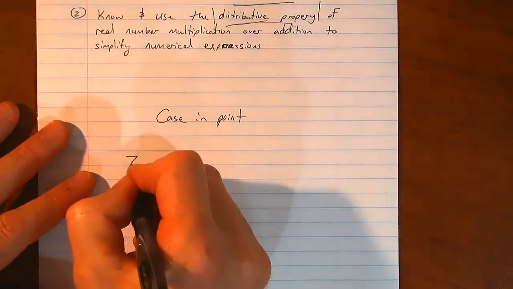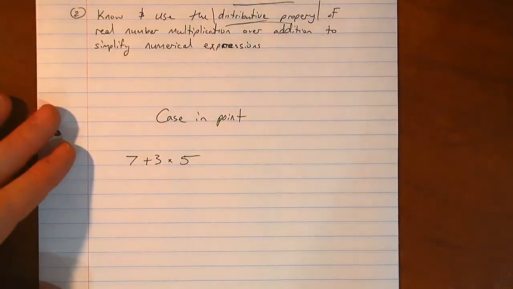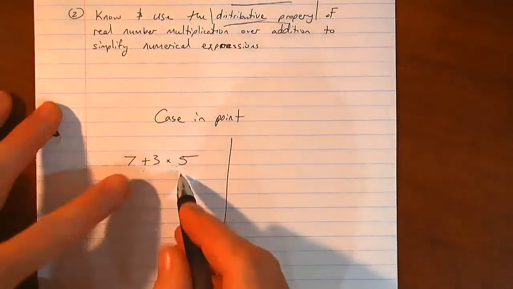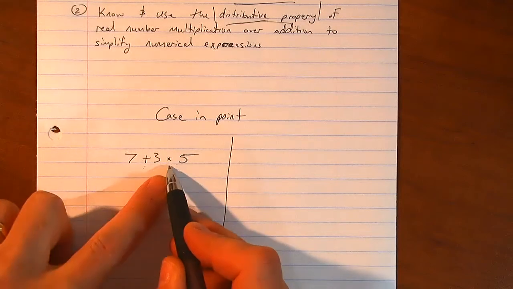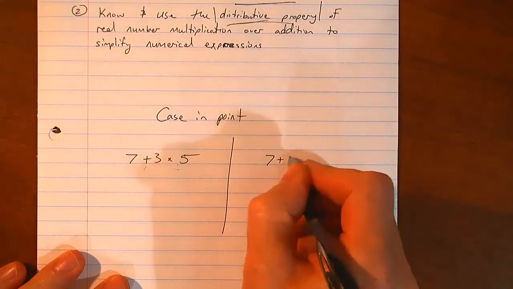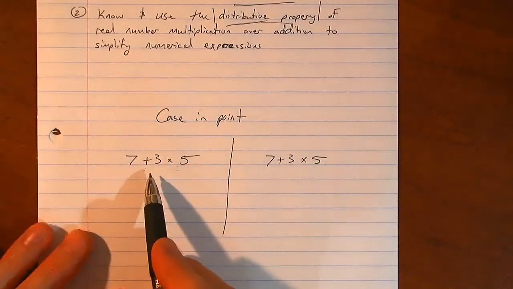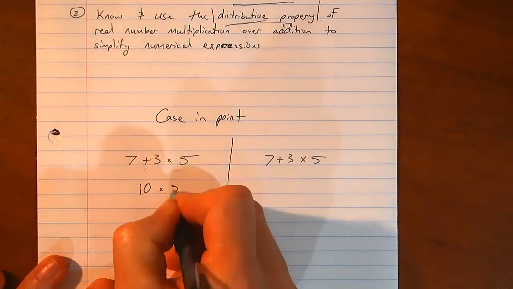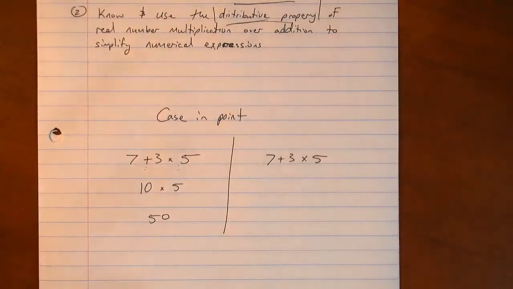So let's consider if I have 7 plus 3 times 5 as an expression. There are two operators here. Operators are just the things that are telling you what to do with the numbers. So there's an addition operator and a multiplication operator. Now, if I were to choose to do the addition operator first, I would have 7 plus 3, which gives me 10, and 10 times 5 would give me 50. So that would be one way that I could potentially do the problem.